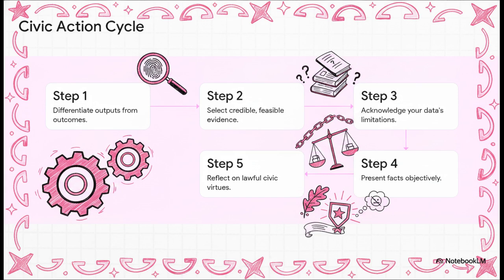3. Show your intellectual honesty by openly acknowledging the limitations of your data. 4. Present your facts neutrally and objectively, keeping stakeholder preferences in check. And 5. Reflect on how your actions apply lawful civic virtues to improve your community. Put that all together, and you've got a really powerful framework for taking informed action.